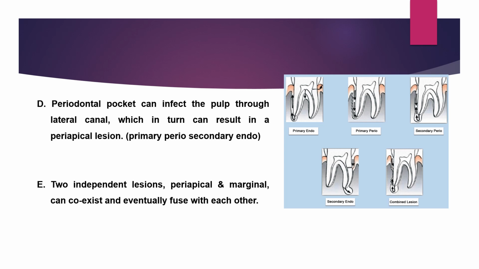So that is primary perio and secondary endo. Here also they need endodontic therapy followed by the periodontal therapy. Then comes the two independent lesions, that is, both occur together. Periapical and marginal lesions can coexist and eventually fuse with each other. That is the two combined lesion. Here also they need both treatments.